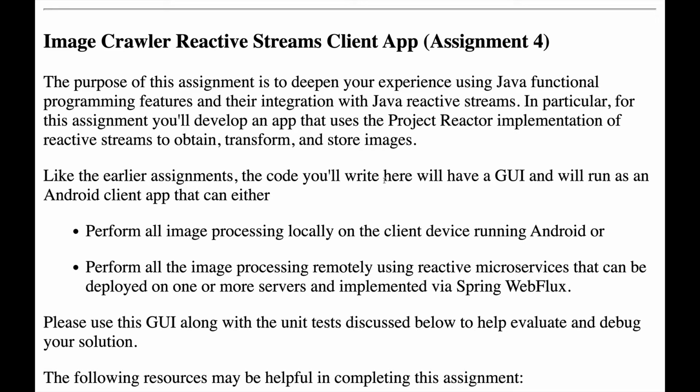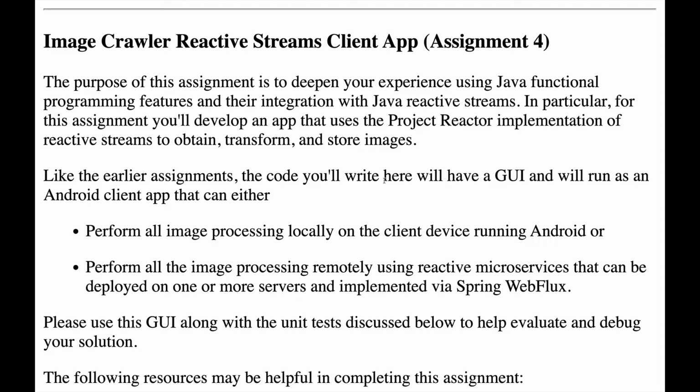Welcome to the walkthrough of Part 1 of Assignment 4. The purpose of this assignment is to deepen your experience using Java functional programming features and their integration with Java reactive streams. In particular, for this assignment, you'll develop an app that uses the Project Reactor implementation of reactive streams to obtain, transform, and store images.